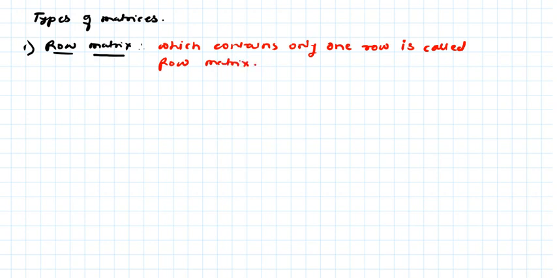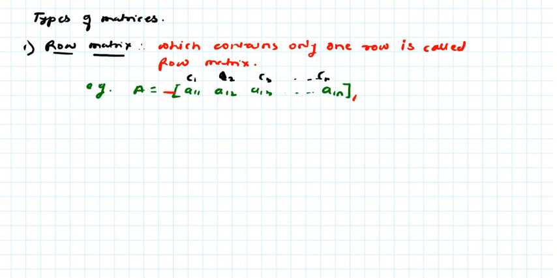For example, if I take the matrix A equal to A11, A12, A13, and so on up to A1n. If you observe, this matrix contains only one row, so its order will be 1, and it contains n columns. This is the first column, this is the second column, this is the third column, and so on up to the nth column. So the order of this matrix will be 1 by n. As it contains only one row, that is why it is a row matrix.